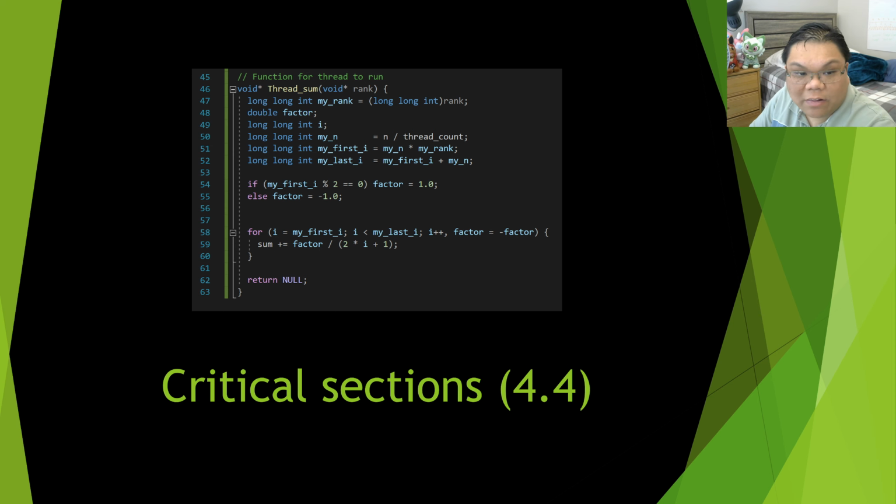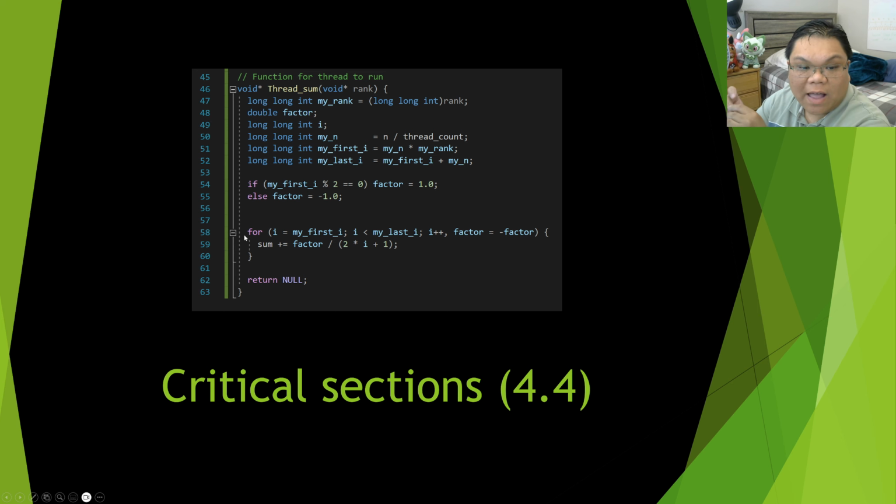We also need to calculate this. Because we are adding terms that alternate between positive and negative, you also need to know what starting term we have. Is it going to be positive or is it going to be negative? And with all that information, we can set up our for loop like this.